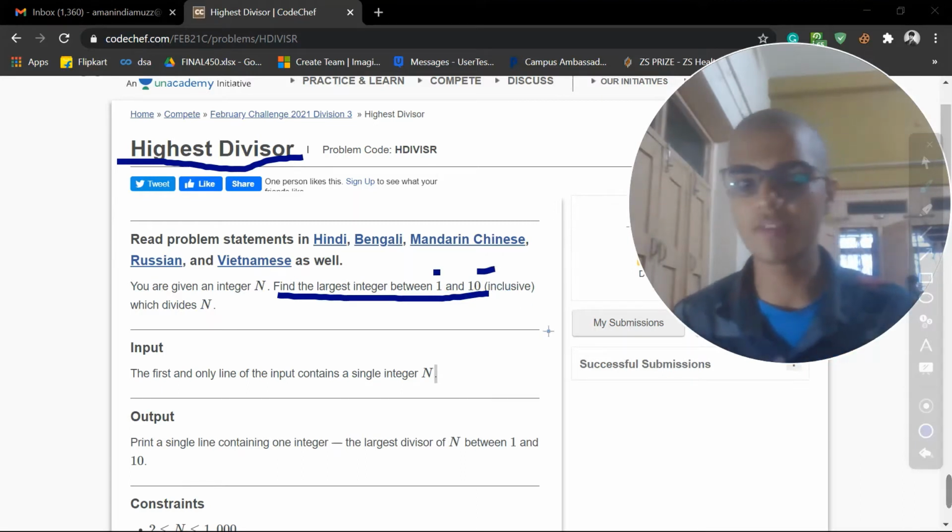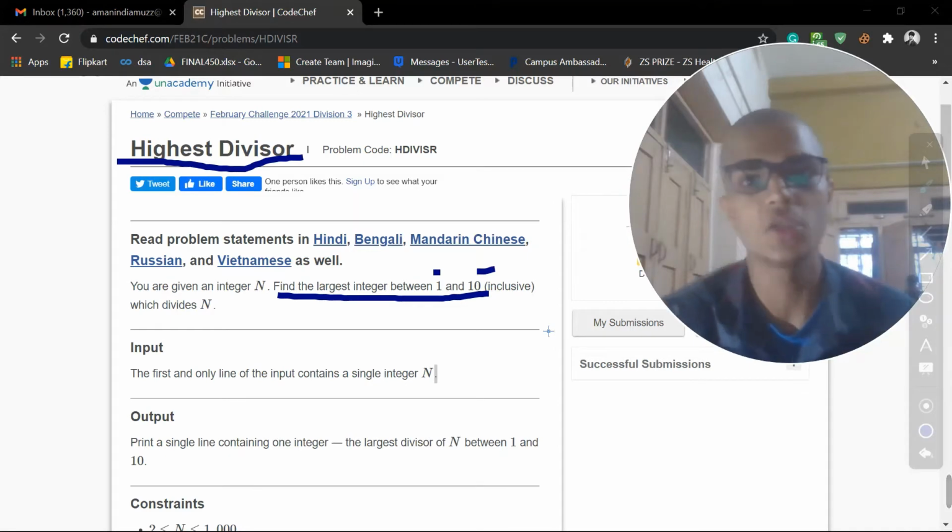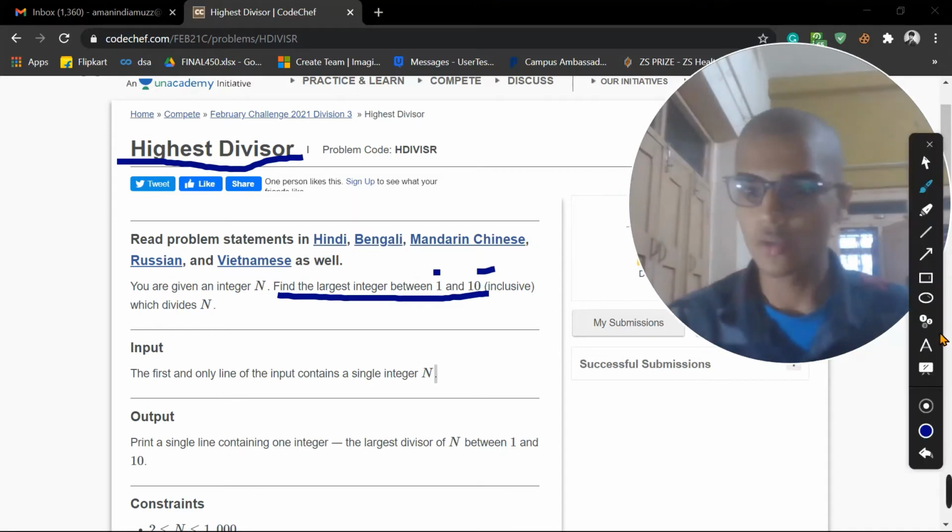You have to check whether the number is divisible by 10, 9, 8, 7, 6, 5, 4, 3, 2, 1. And as soon as it matches the condition, you have to return that number. And this is the question. So let's check out the pseudo code for this, okay?